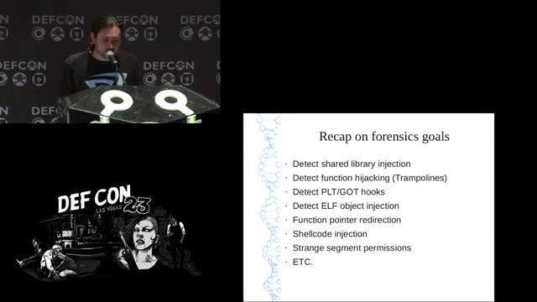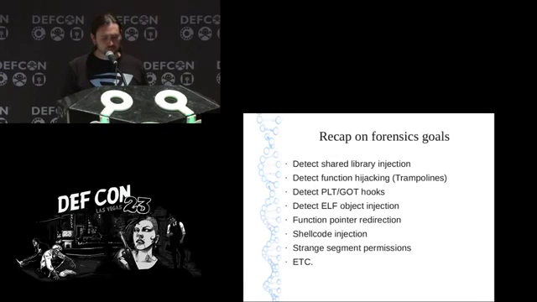Overview, of course. Detect shared library injection. We want to be able to detect any type of control flow hijacking. This could be done through the PLT GOT hooks. We want to detect any type of injected ELF file. Could be an object file, shared library injection. Could be executable injection, PI injection. Any type of shellcode that's been inserted into the process, which could then in turn load an ELF file. And any strange segment permission, such as a writable text segment or writable code segment or an executable data segment.